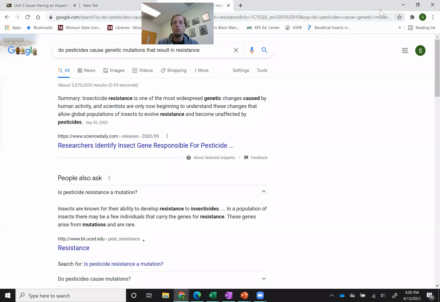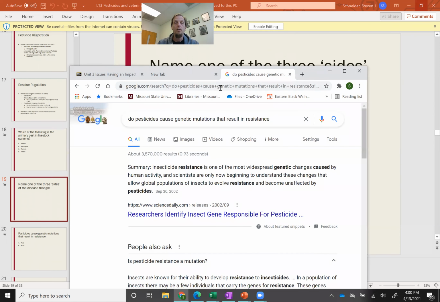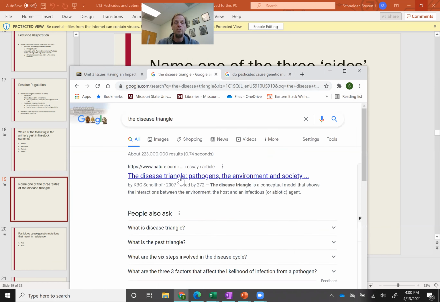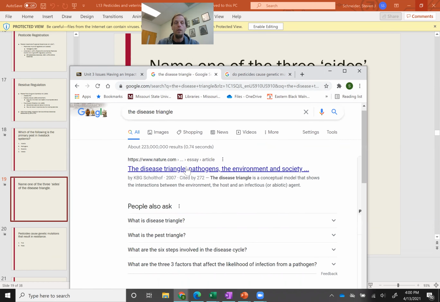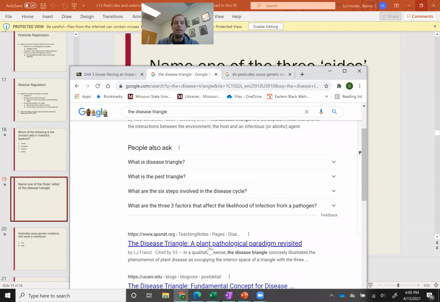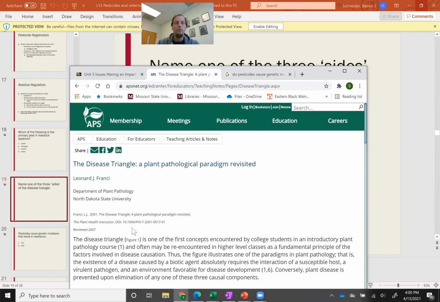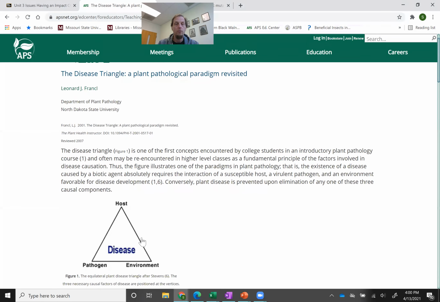When you go for this one, let's see. Share my screen, new tab, disease triangle. Let's just say yes, search. In the disease triangle: pathogen, environment, society. What are the three sides of the plant pathological paradigm revisited? So you can find these answers pretty quickly. There is that disease triangle. Oh, look.